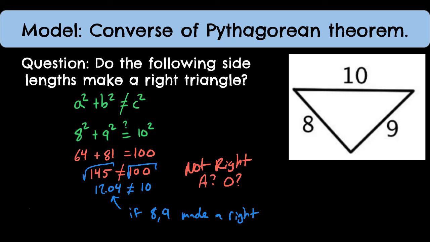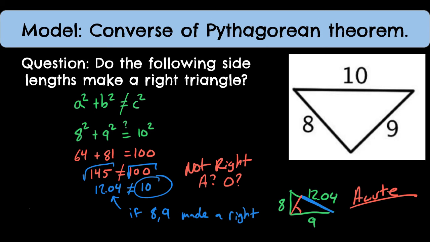So what I like to do is think about if it was a perfect right triangle, it would look something like this: 8, 9, and 12.04. However, we don't have 12.04. We have a side length of 10, and 10 is too small. 10 is smaller than what it should be to be a right angle. That means side 8 is coming in, giving us an acute angle.